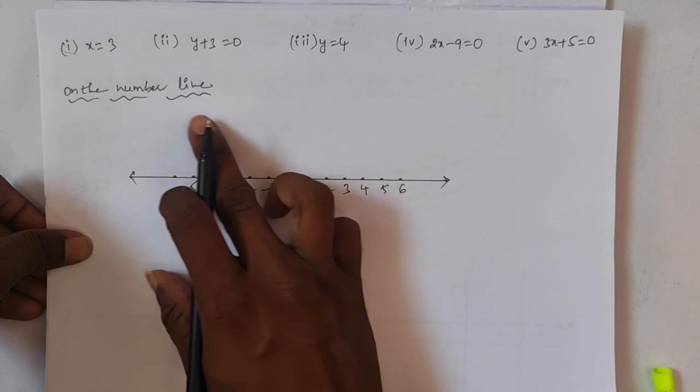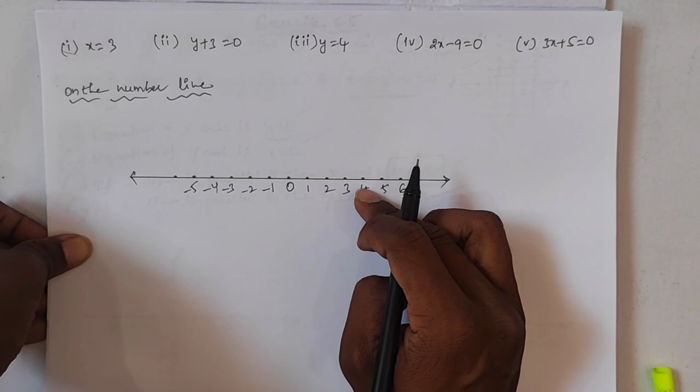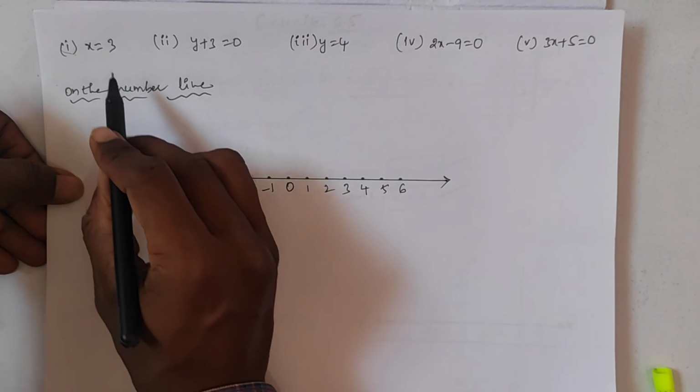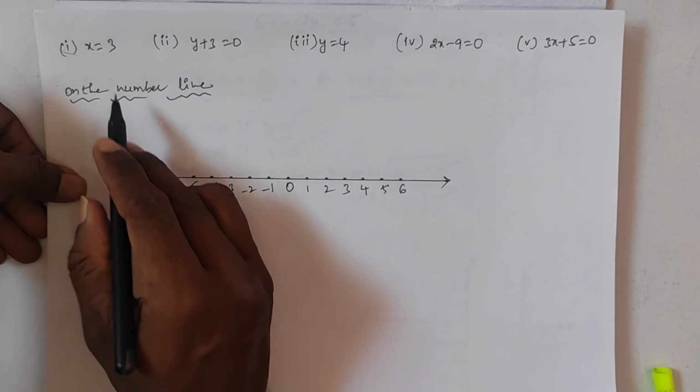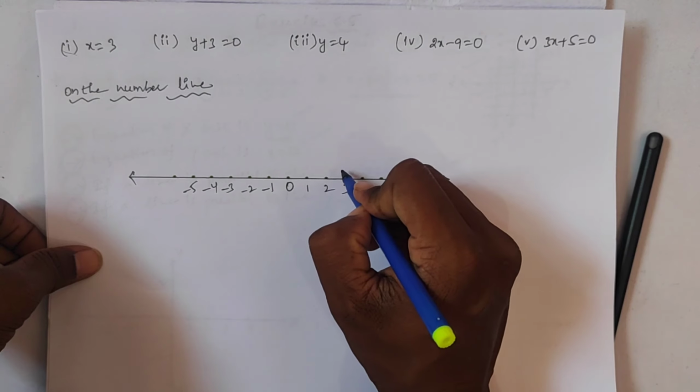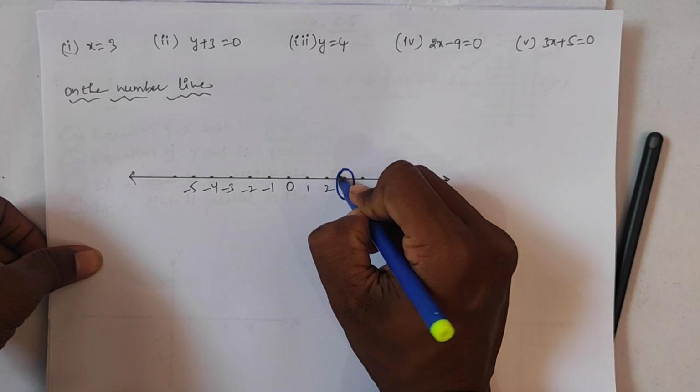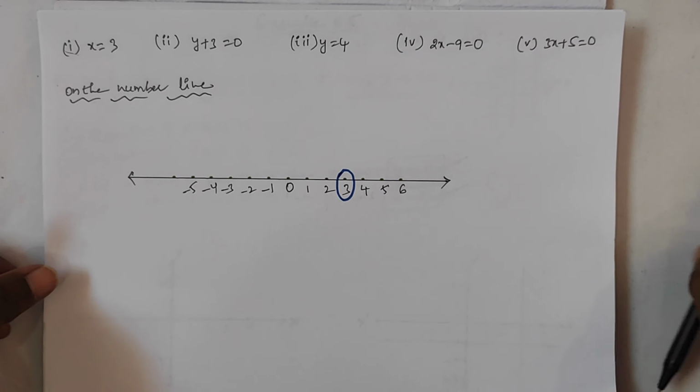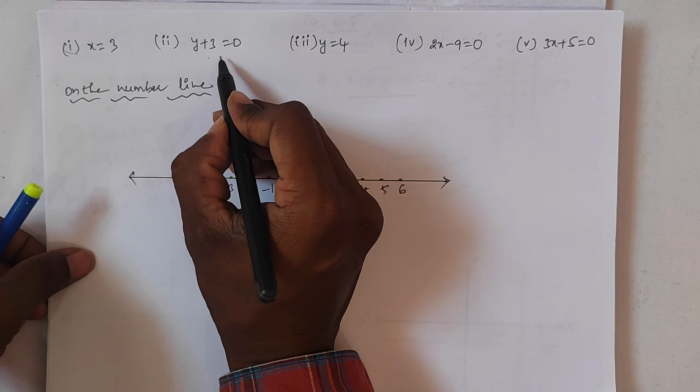Okay, so these given equations we have to represent on the number line. First one, x equals 3. Nothing but, directly we can represent it right here. Yes, x equals plus 3. Completed. Clear?